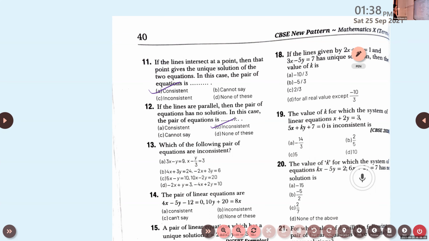Now try the next one, the 13th one. Which of the following pair of equations are inconsistent? How to do this? Inconsistent means you have to check whether A1 by A2 equal to B1 by B2, not equal to C1 by C2, isn't it? Look at the first equation, second equation.